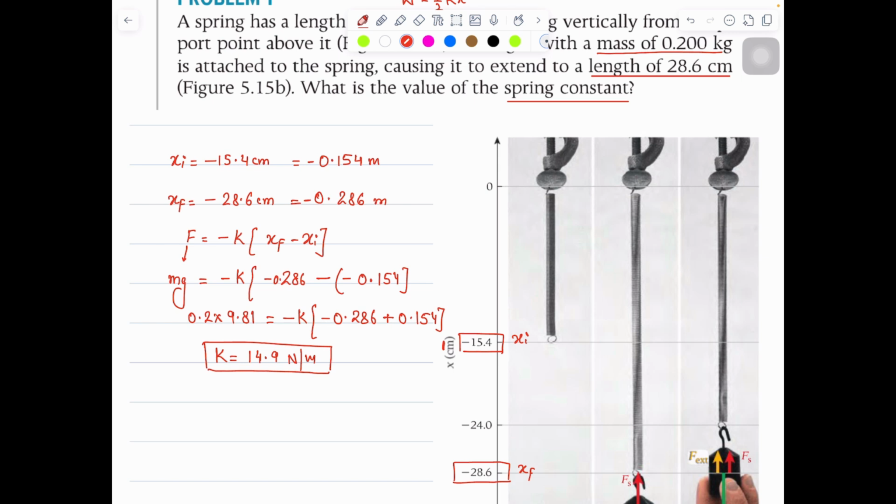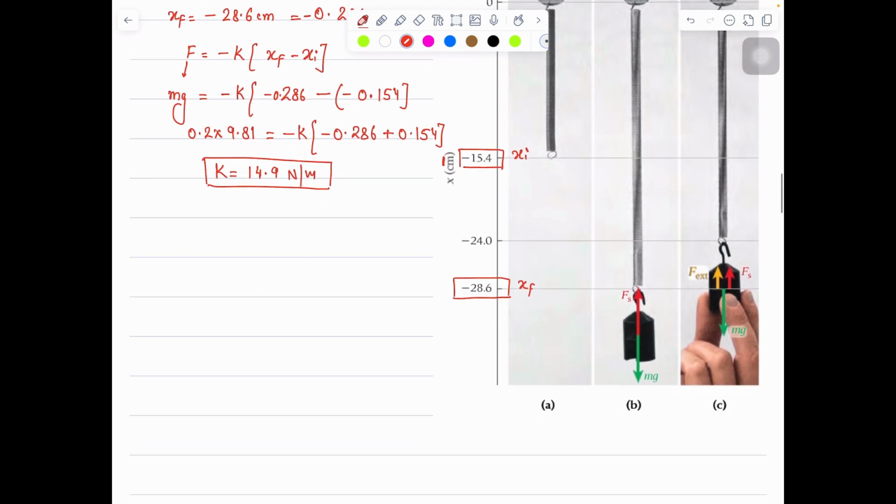Clear, guys? Fine. Now there is one more question. Let's say the spring is going up. This is the next position. Question number 2, spring is going up. So this is your negative 28.6 and now you are here at negative 24.0 centimeter. So this will become your x initial and this will become your x final. Now guys, just solve it easy.